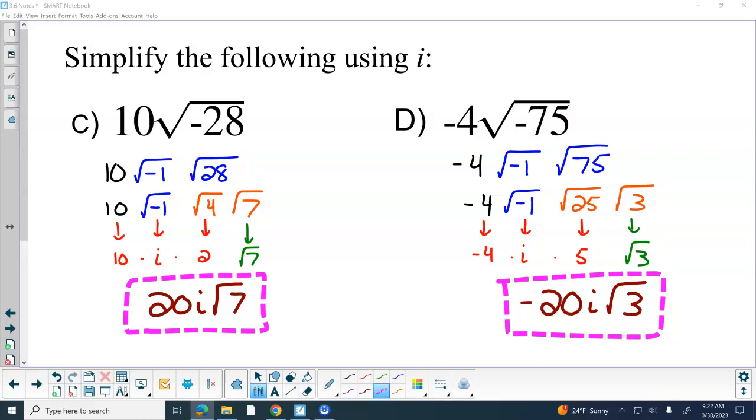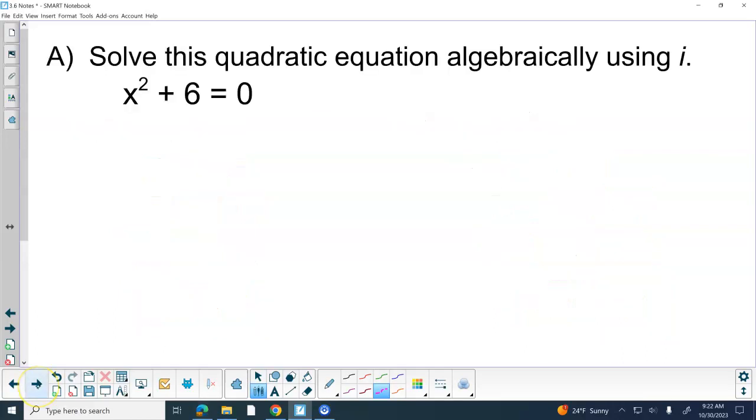Okay. So, we can now solve quadratics. The ones that can't be factored, we can solve them using i. Okay? So, a couple of different ways that you can go about solving this particular one.